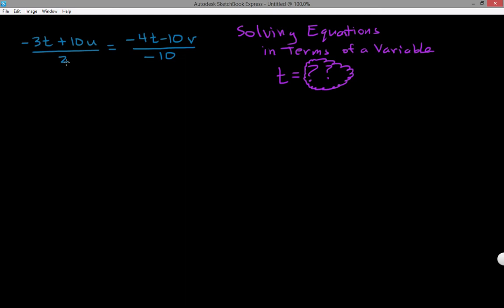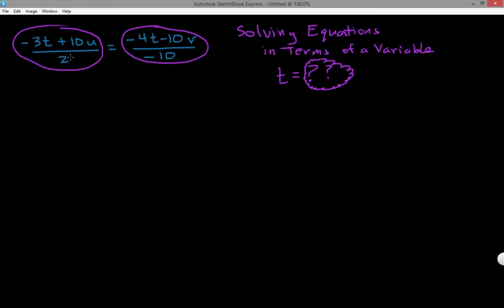When I go to solve this, the first thing I notice is how messy the equation is. This left side is a giant fraction, and this right side is also a giant fraction. Whenever I have two fractions equal to each other, that's called a proportion. And I'm going to go ahead and solve the proportion using one technique called cross multiply. So I'm going to cross multiply.